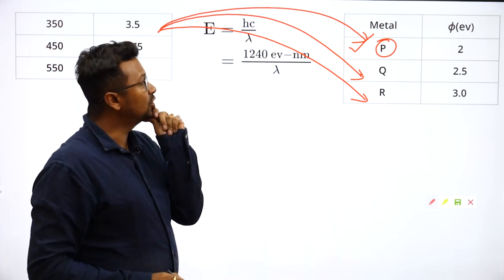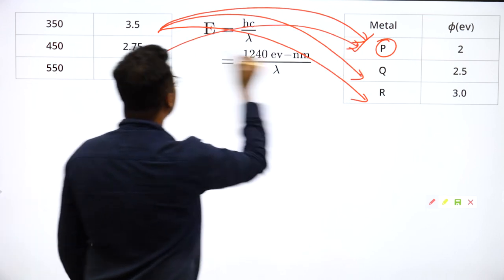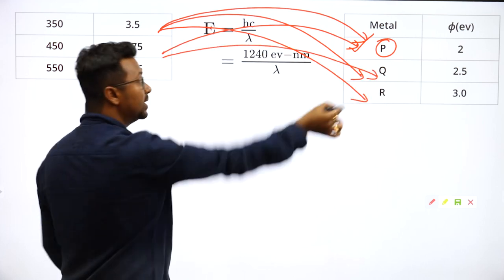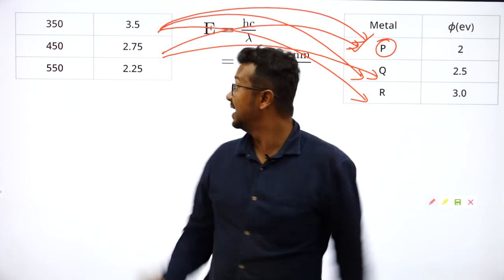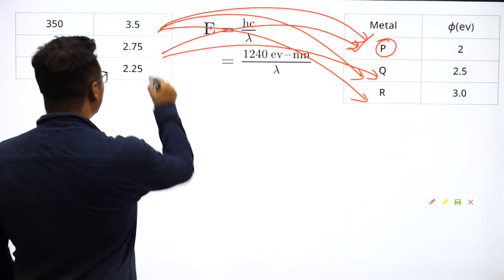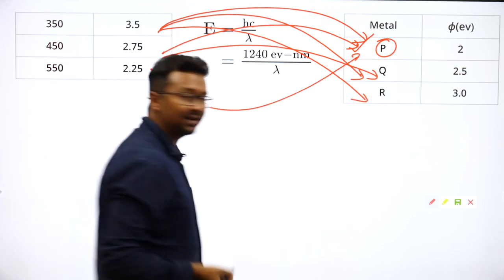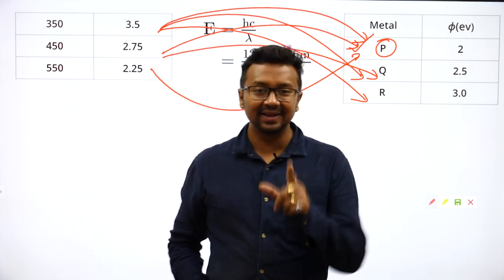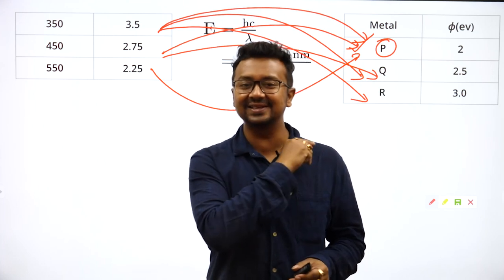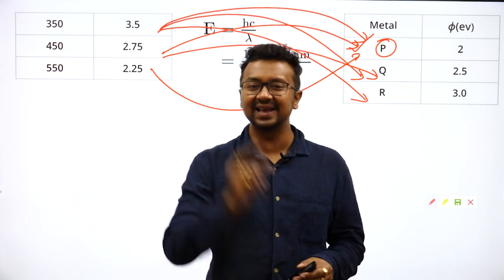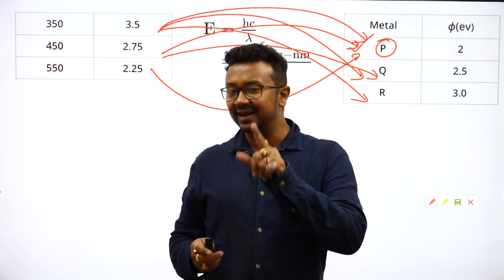2.75 will be able to take out electrons from P and from Q, but not from R, because it has got a higher threshold, right, students? And what about 2.25? 2.25 will be able to take out only from P, because 2.5 is greater. So what is happening to P? P is ejecting electrons due to all the three wavelengths, Q due to two wavelengths, and R due to one wavelength. So photo current is going to be greater in which case?